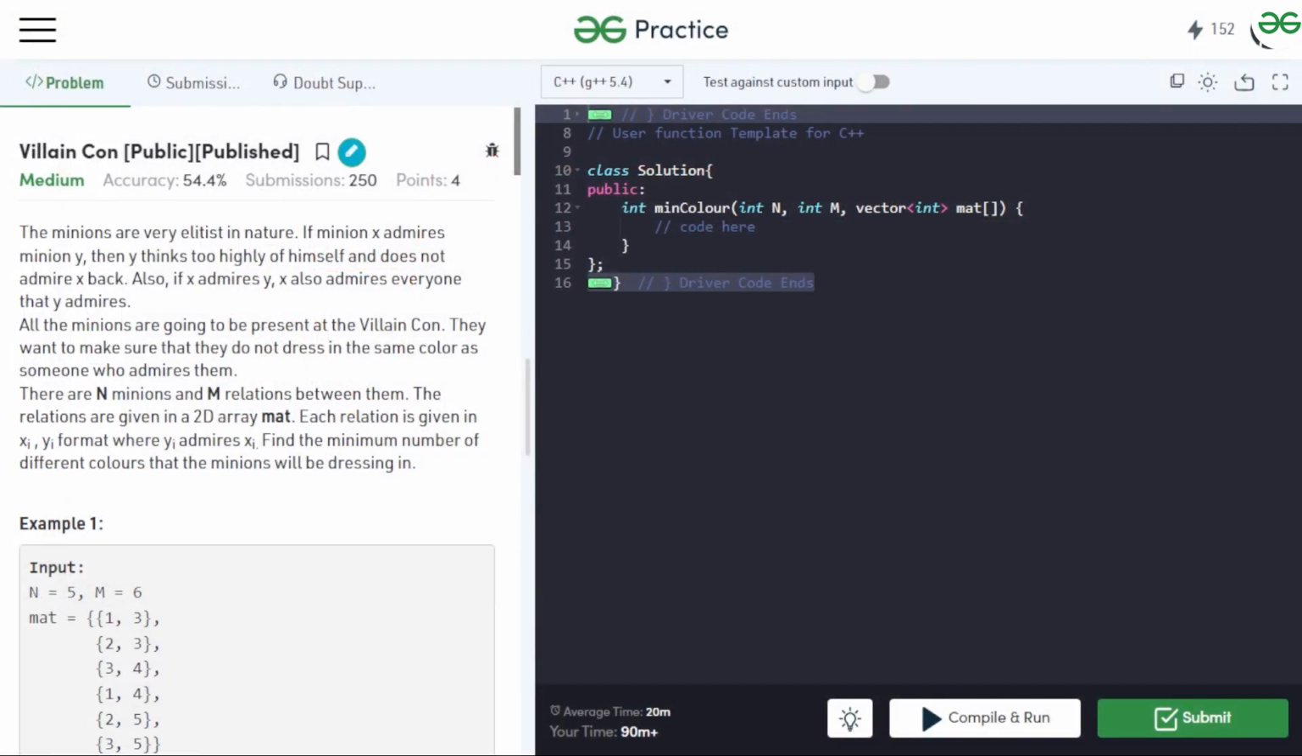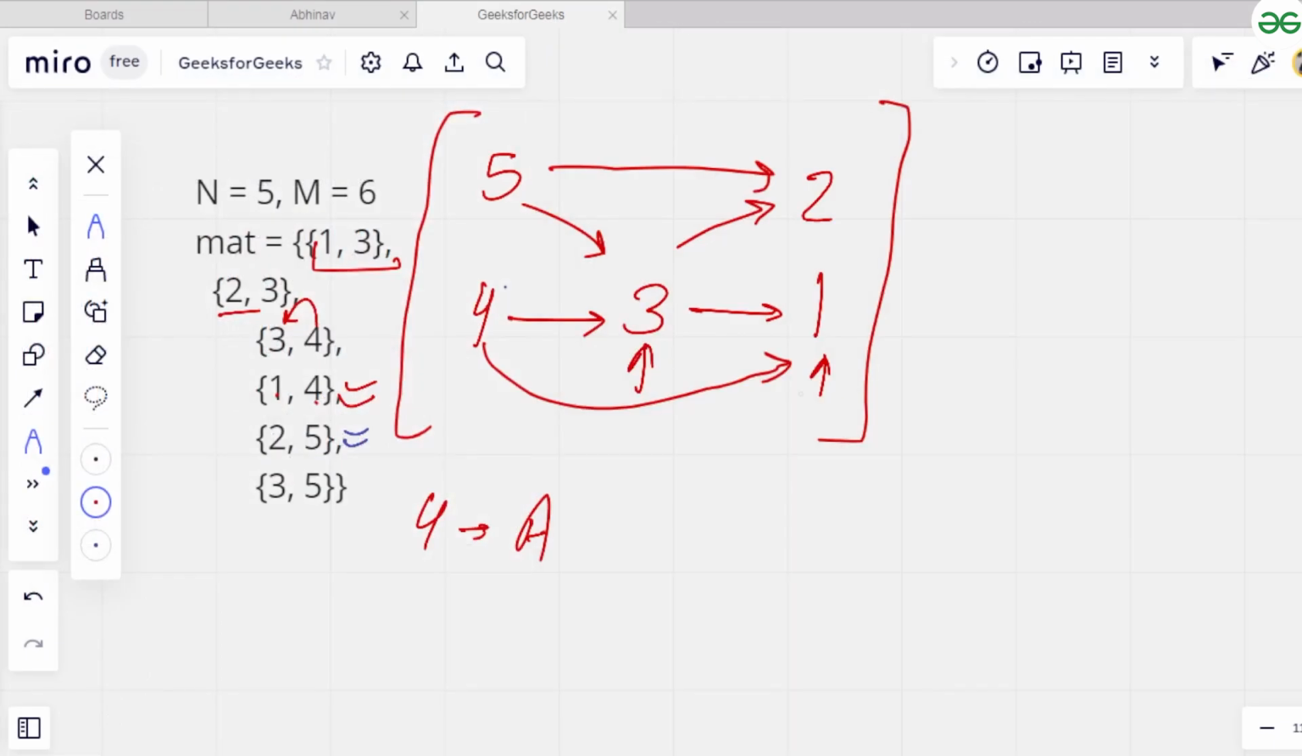Let's move towards the problem statement once again. Here you can see that they want to make sure that they do not dress in the same color as someone who admires them. Because 4 is admiring 3 and 4 is also admiring 1, if the color of 4 is A, then 3 and 1 should not be of color A. It should be a different color. So we have taken the color of 4 as A. Now let's talk about the color of 3. Obviously it should not be the same as 4. So let's say that the color of 3 is B.